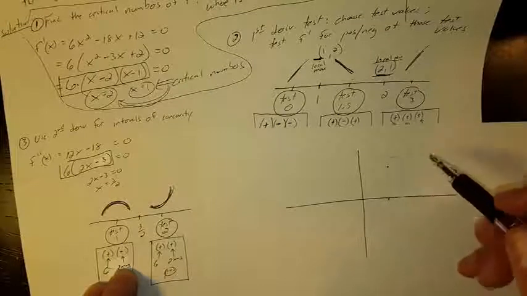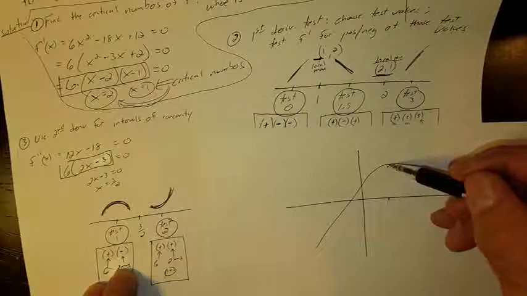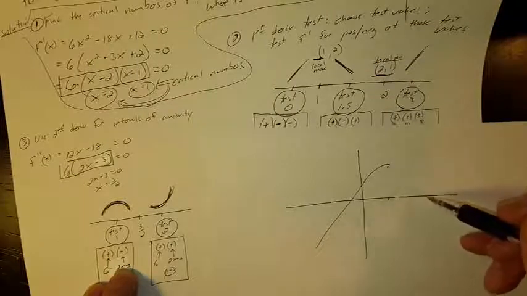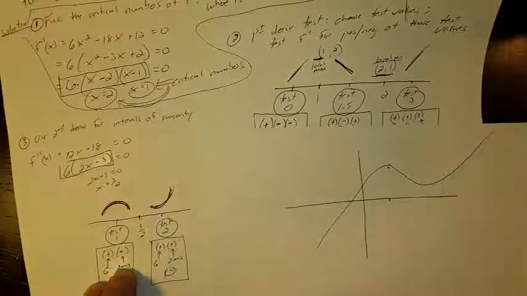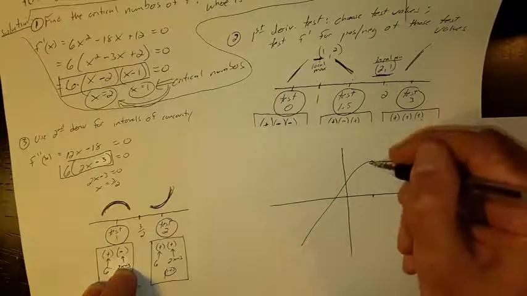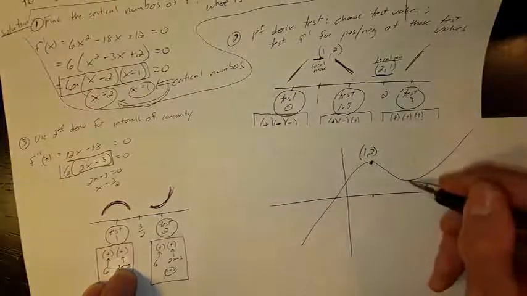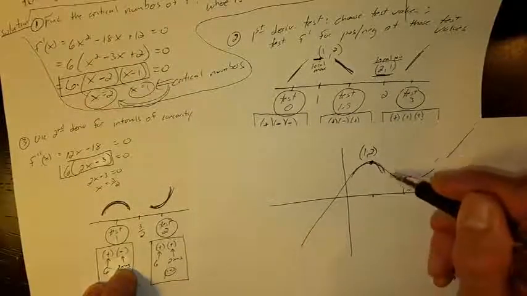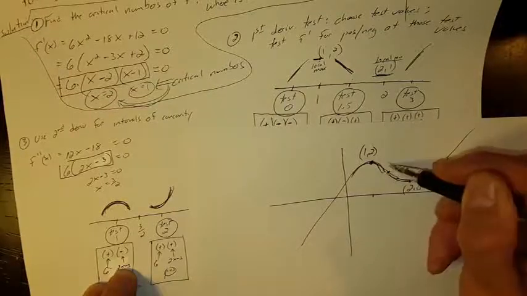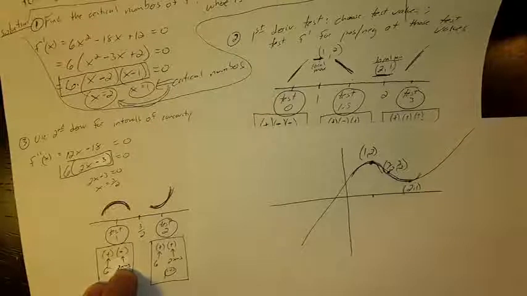And so this thing's coming up like this, then coming down to 2, 1, and then going up like this. So here's the local max at 1, 2. Here's the local min at 2, 1. Here's where it went from being concave down to concave up, right here at 3/2, 3/2. And that's everything you need to know about this thing.